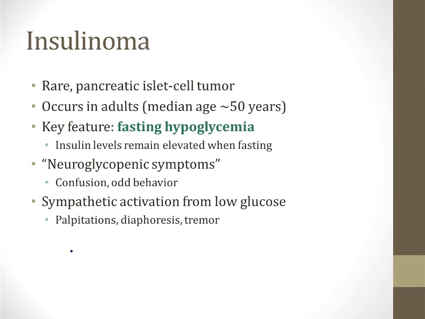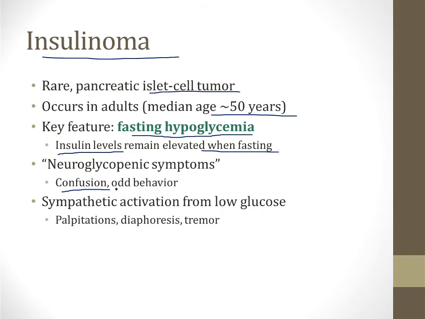I'll finish this module by talking about two rare hormone-secreting tumors of the pancreas. The first one is an insulinoma. This is a rare pancreatic islet cell tumor. It occurs in adults with a median age of about 50 years, and as you can imagine, the key feature is fasting hypoglycemia. These patients have elevated insulin levels even when they are fasting because of the tumor. These patients classically develop symptoms of confusion and odd behavior from hypoglycemia. These are sometimes called neuroglycopenic symptoms.